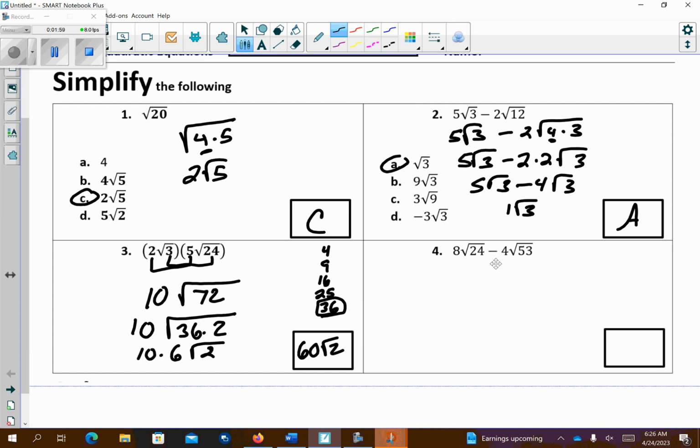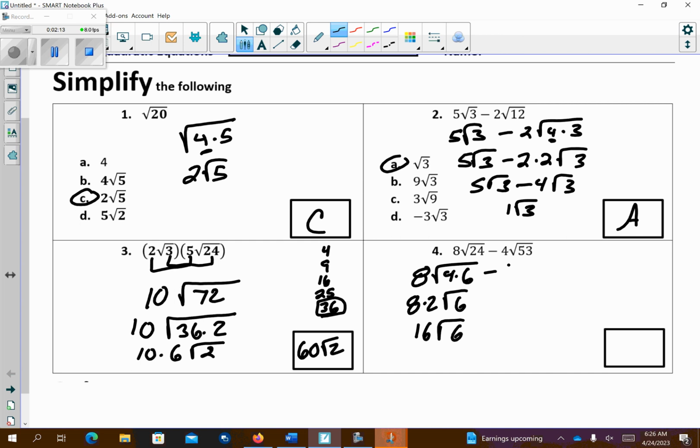Problem number 4, we need to take a look at it and see if we can break it down a little bit. I'm going to break 24 down to 4 and 6. So that's going to give me 8 times 2 because the square root of 4 is 2. So it's going to give me 16 root 6 minus 4 root 53. I don't think 53 is going to break down too well. 2 doesn't go into it, 3 doesn't, 4 doesn't, 5, 6. I don't think that's going to break down. So this whole thing like this, that's my entire answer. And you can circle it or you can try and squeeze it in there. It's your choice.